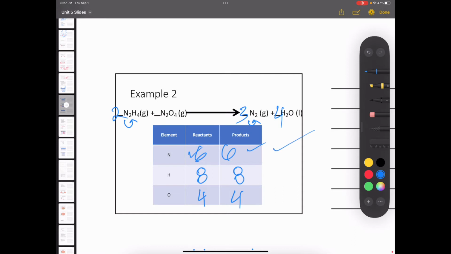Let's look at the hydrogen. 2 times 4, that's 8. 4 times 2, that's 8. Hydrogen is balanced. For the oxygen, I have 4 in here, and I have 4 times 1, that makes it a 4. So the oxygen is balanced as well. So this equation now is stoichiometrically balanced.